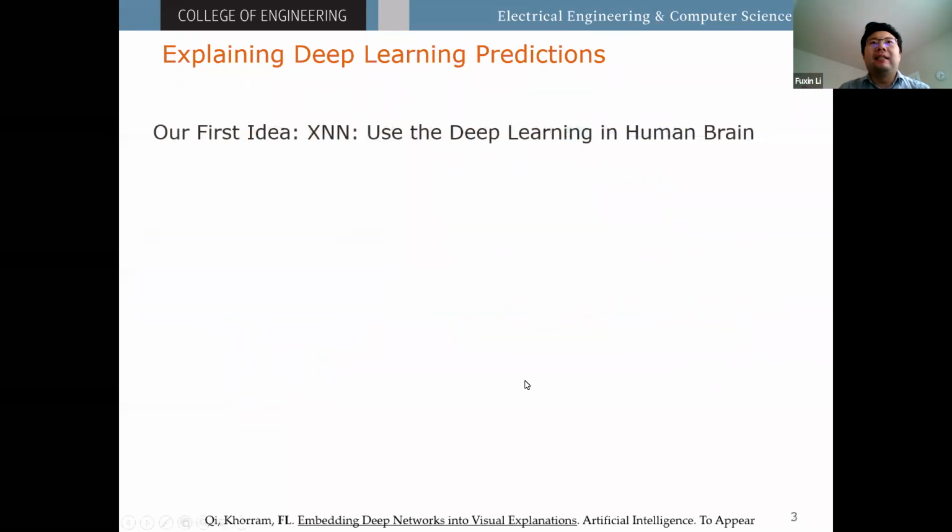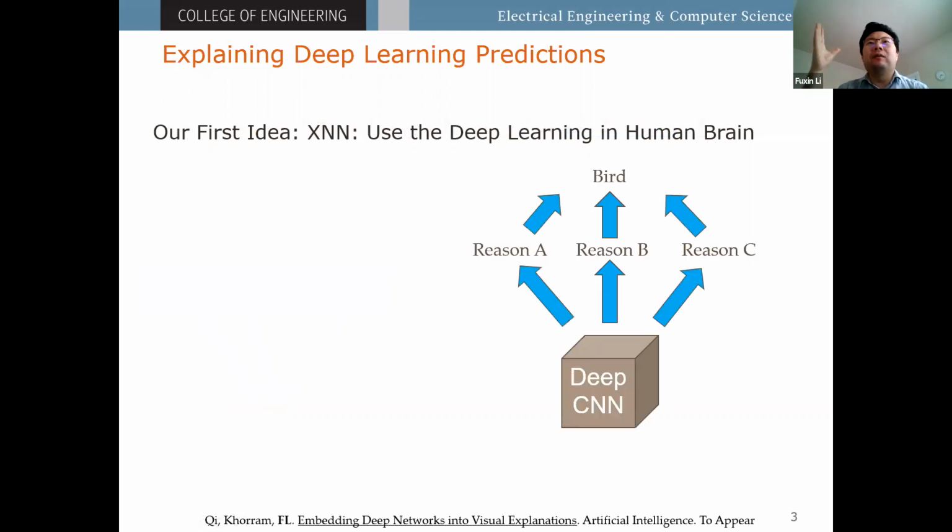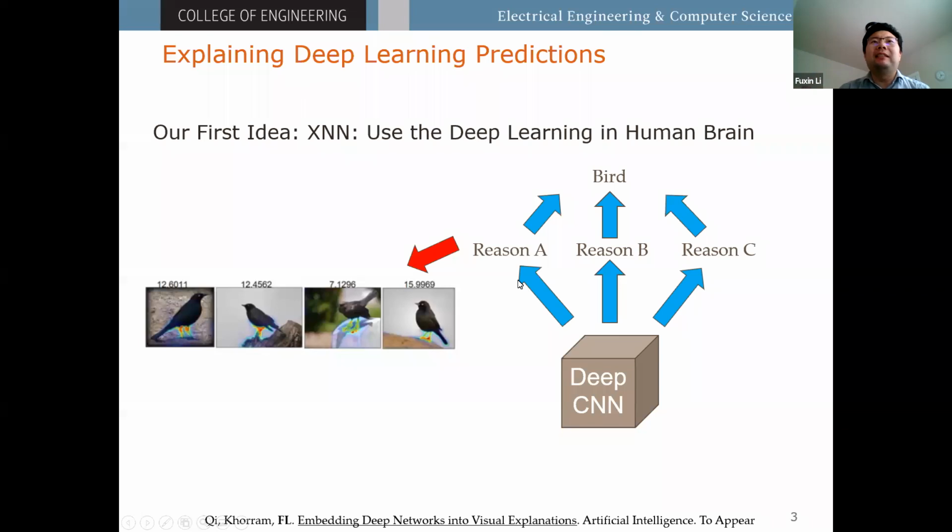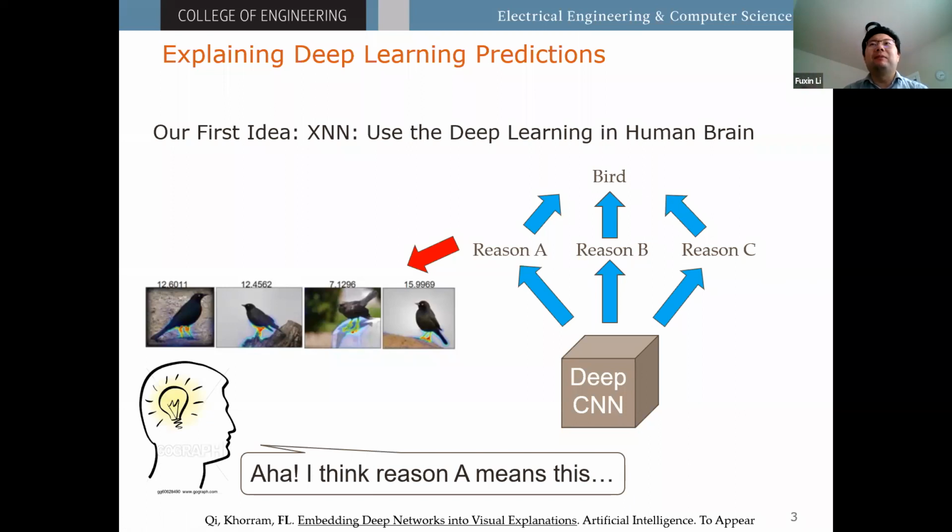So our idea instead, and this work actually started in 2016, is to go directly from the deep CNN and try to come up with reasons A, B, and C without consulting humans in the first place. Once we figure out that there are reasons A, B, and C, which we don't really know what they are, we can then visualize those reasons. For example, for reason A, we visualize the features, and you look at it and feel like, oh, this is probably the feet of the bird. And then the human can understand the deep network this way. So this was our initial idea.